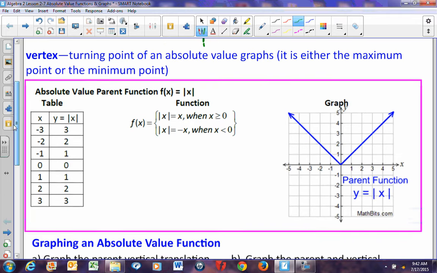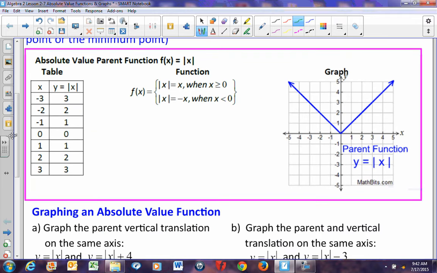All right, let's take a look at an absolute value graph for just a moment. The parent function of an absolute value graph is f of x equals the absolute value of x. That's your parent function. If I was to make a table of it, the table would look similar to this. If I let x equal negative 3, the absolute value of negative 3 is 3, the absolute value of negative 2 is 2. The absolute value of negative 1 is 1, and so on. Therefore, when I graph it, I get an absolute value graph that looks like this.